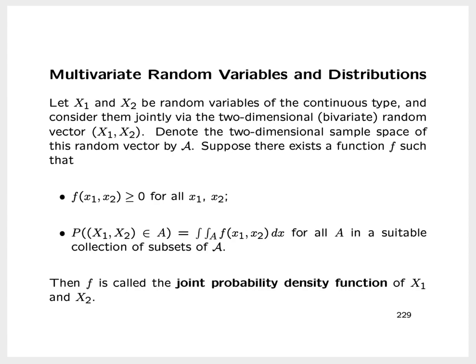Now suppose there exists a function f that satisfies the following two conditions. It evaluates to a non-negative number at all points in the plane, and for all events that are subsets of the sample space script A, the probability of that event is obtained by integrating this function f over the event of interest. If such a function exists, it's called the joint probability density function, or the joint PDF of x1 and x2.